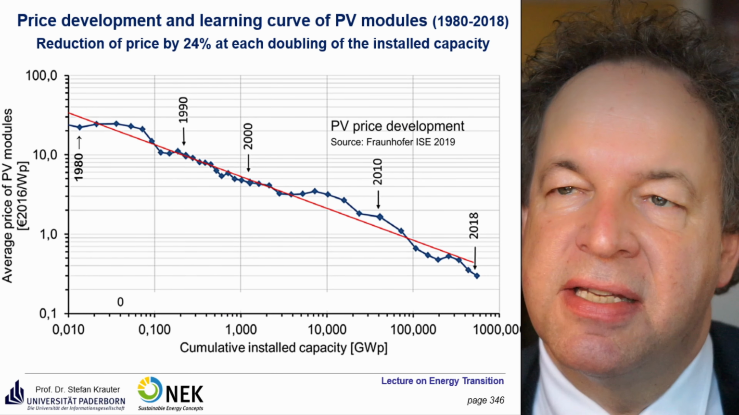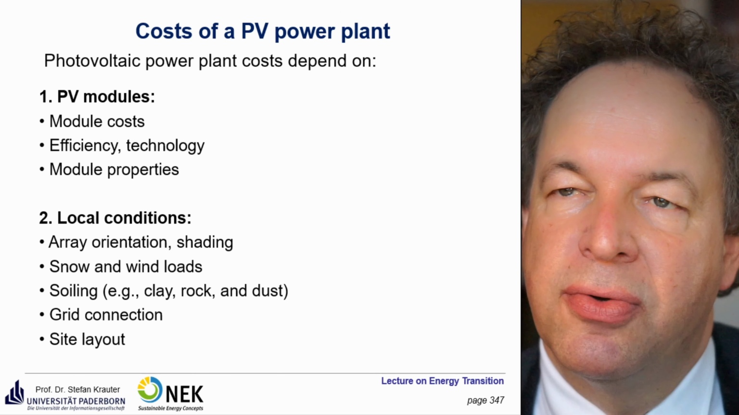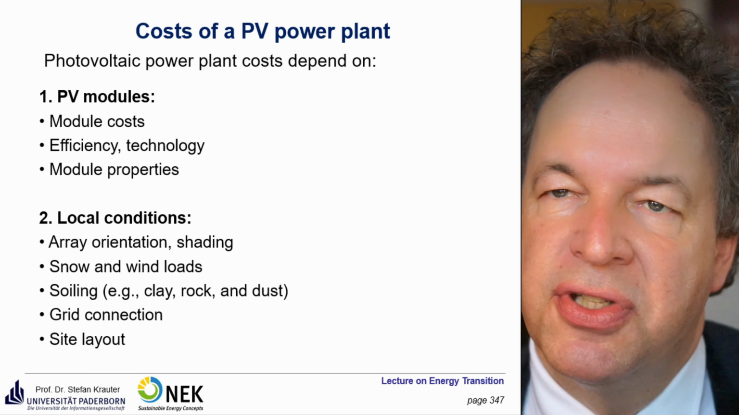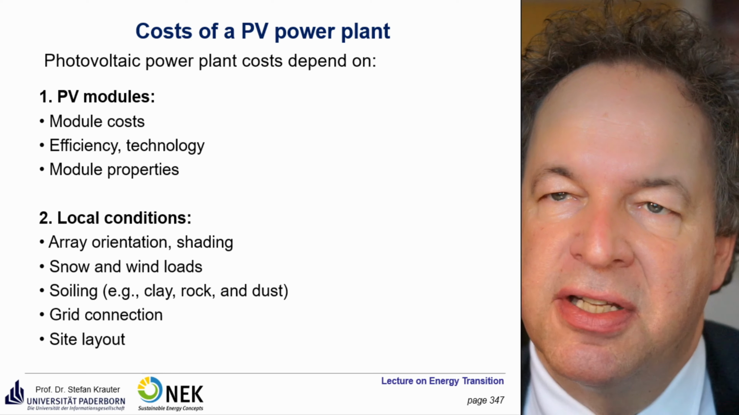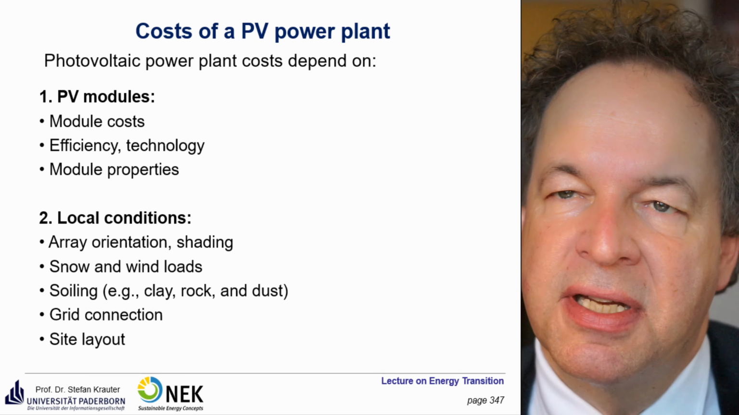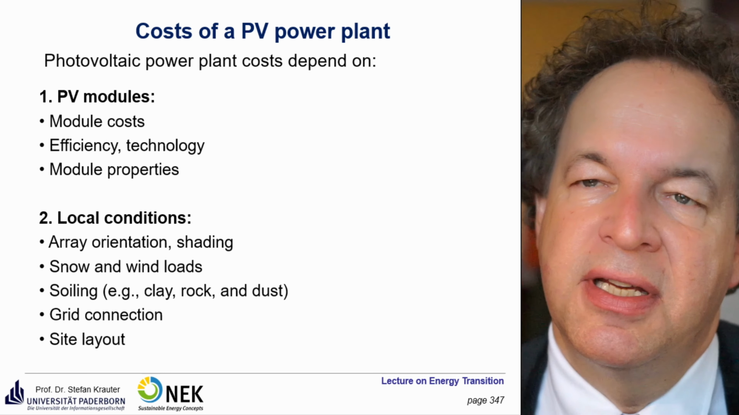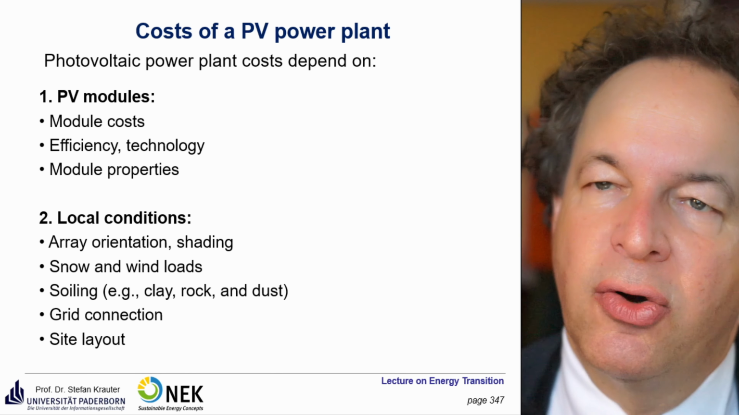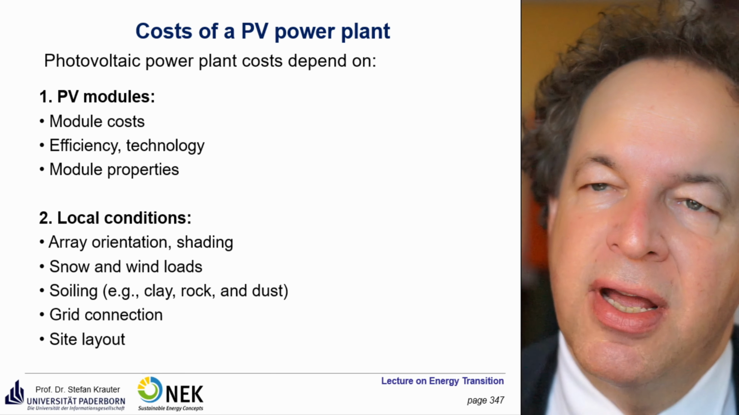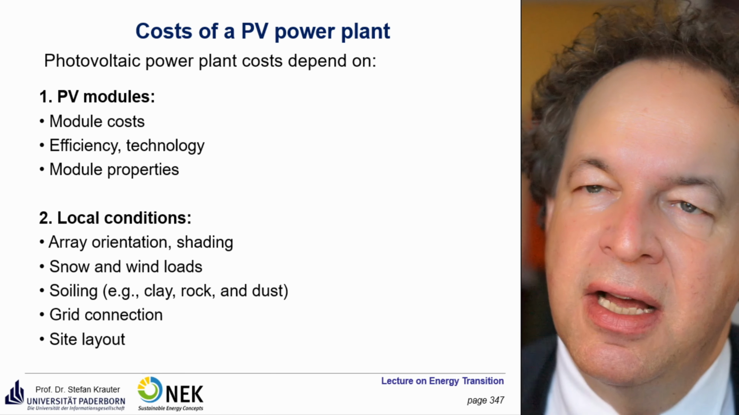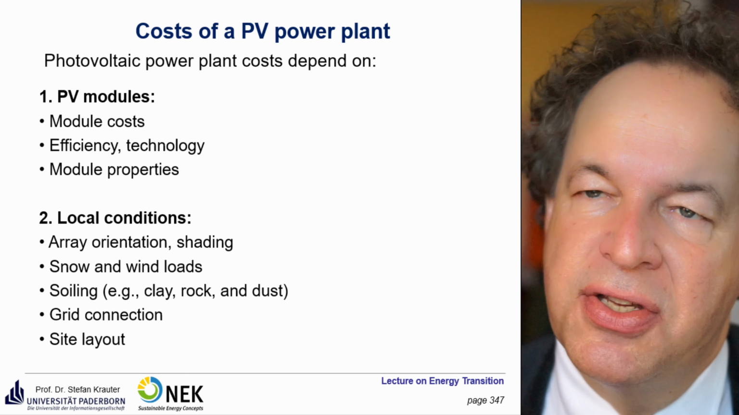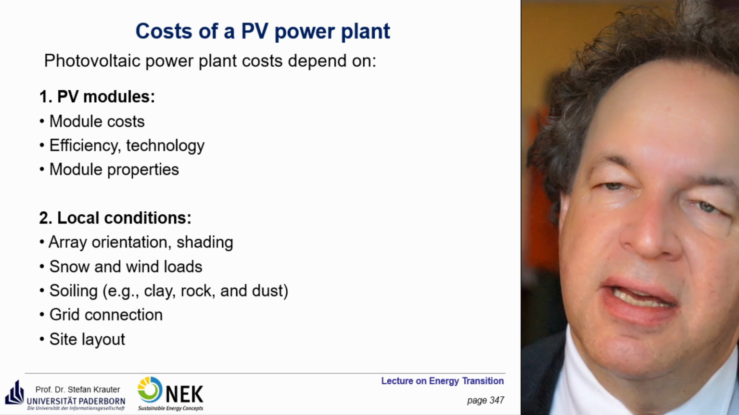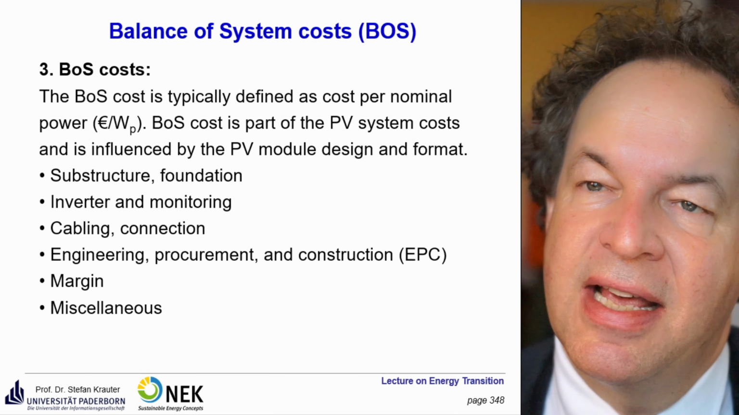See that the prices of PV modules went down constantly. You saw it in the lecture also before. For the cost, you have to consider first the module cost, efficiency and technology, but also the module properties, warranties, and so on. And local conditions: you have the array orientation, possible shading, snow and wind loads, soiling, for example, by clay, rock, dust, and so on, and the adequate grid connection and the site layout.